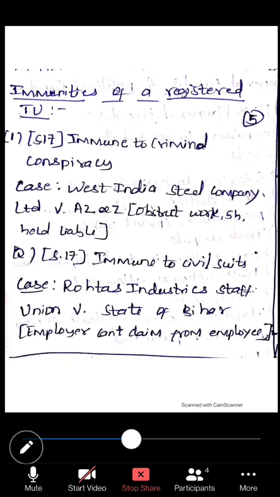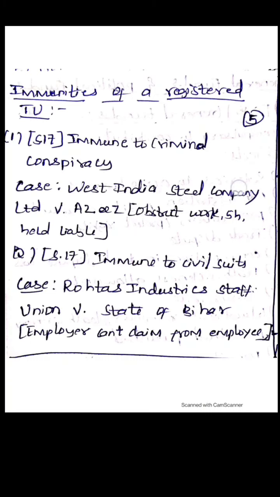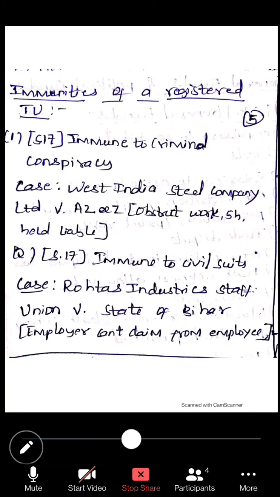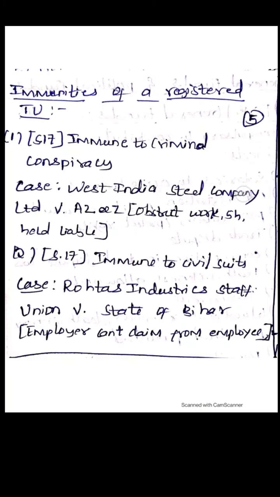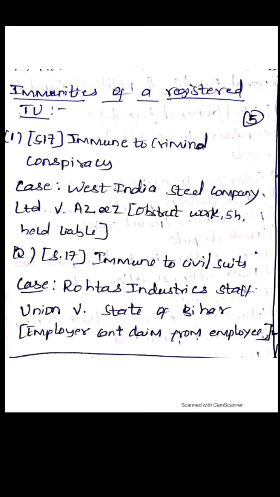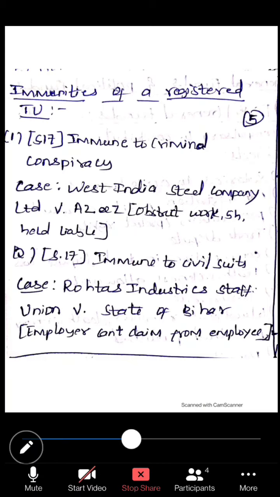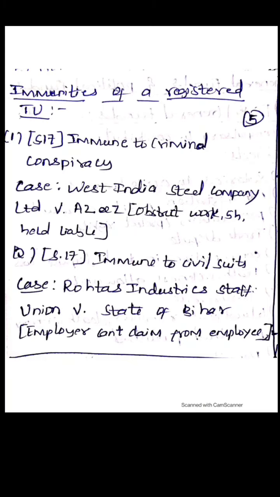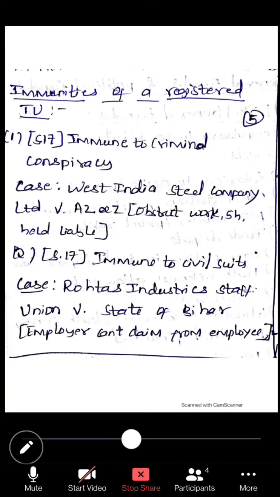There's a case, West India Steel Company Limited versus Aziz. So what happens is, during the employment hours, the trade union secretary obstructs the work of all the workmen and asks them to stop the work for 5 hours. He was held liable for this conspiracy because during employment hours he cannot cause any criminal conspiracy or obstruct the work.